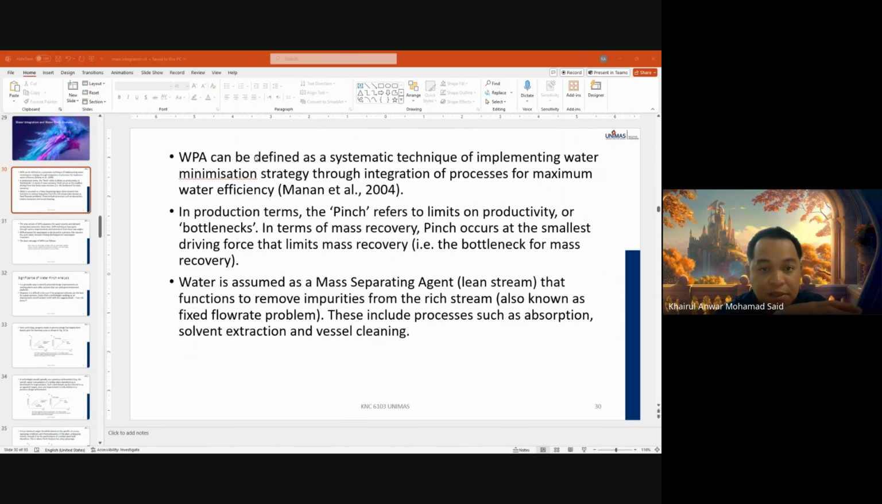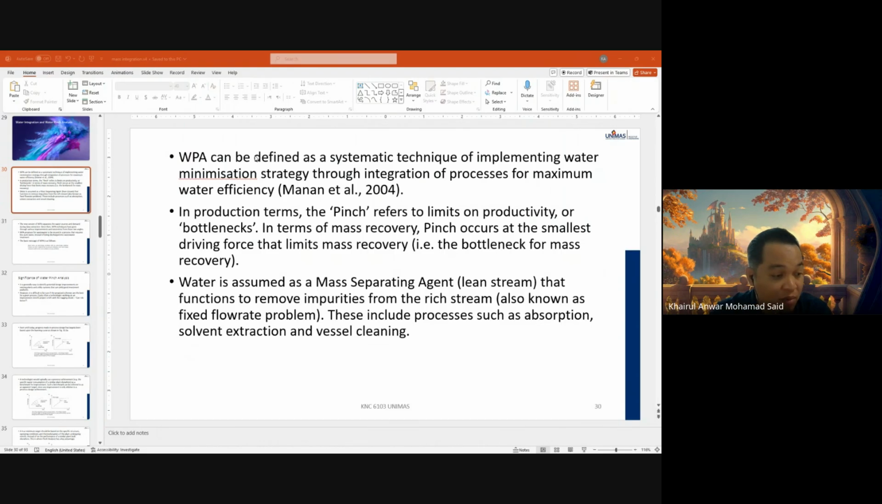So the core concept is to see water as a sponge, as a mass separating agent. We do not just treat water as a utility, but we treat it as a mass separating agent, or MSA for short. Think of water as a clean, lean stream acting as a physical sponge.